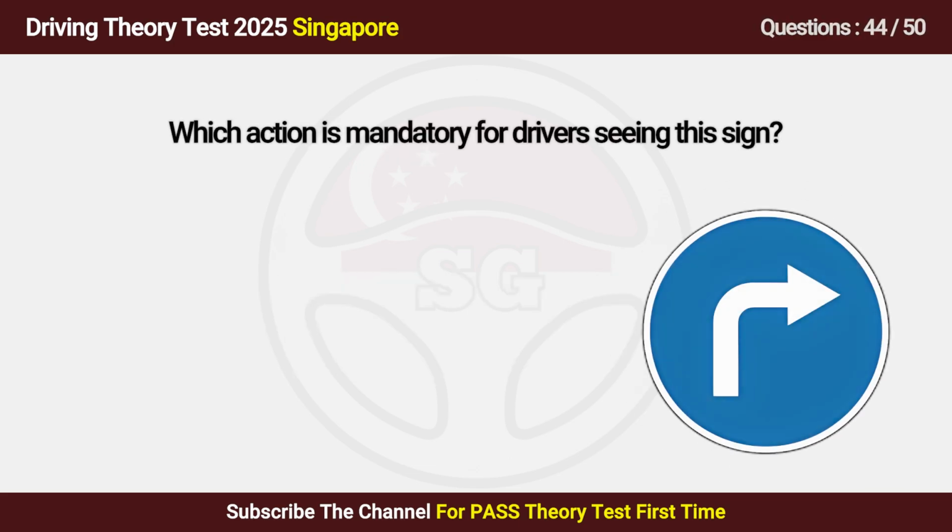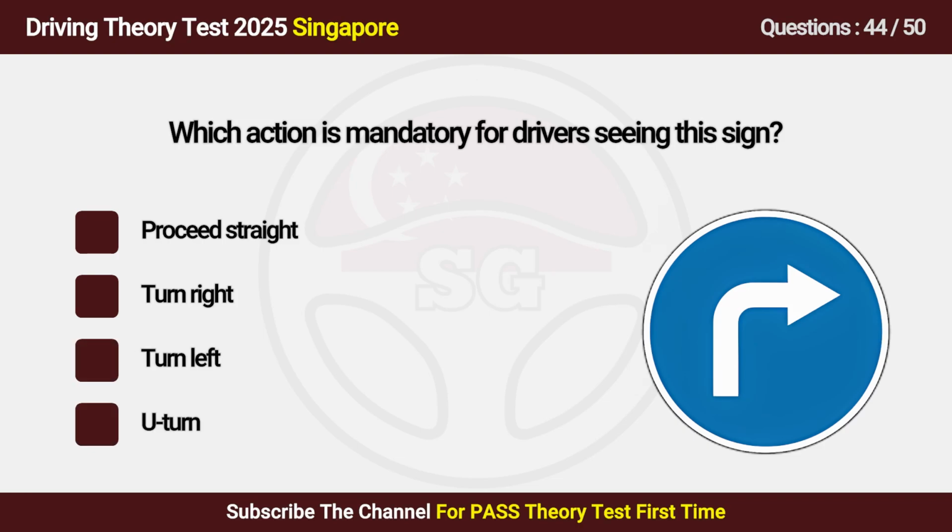Question 44. Which action is mandatory for drivers seeing this sign? A. Proceed straight. B. Turn right. C. Turn left. D. U-turn.